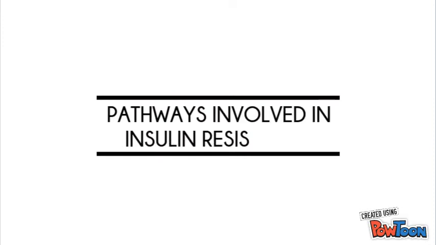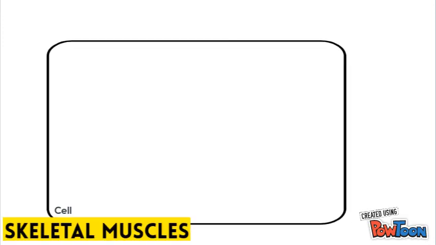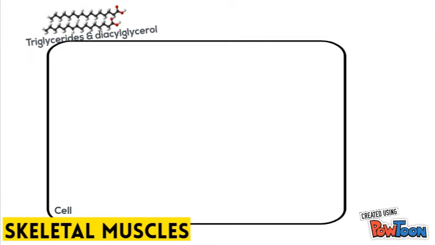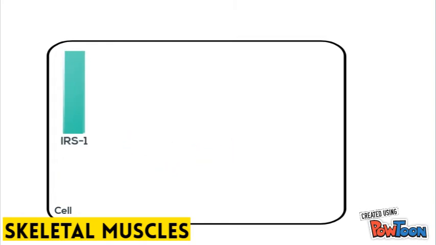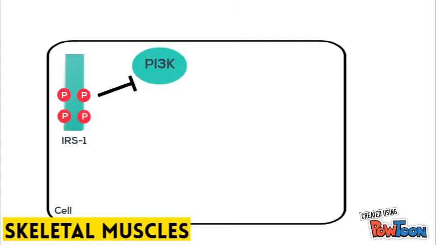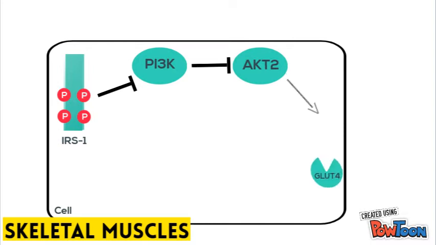Let's take a look at the molecular pathways involved in insulin resistance. In muscle cells, increases in triglycerides and diacylglycerol activate kinases such as protein kinase C. Activated kinases then phosphorylate serine residues on IRS1, inhibiting IRS1-associated PI3 kinase activity, and eventually resulting in reduced AKT2 activity. Lowered AKT2 activity fails to activate GLUT4 translocation, and consequently, insulin-induced glucose uptake by the cell is reduced.